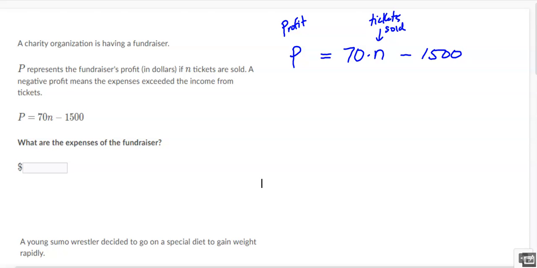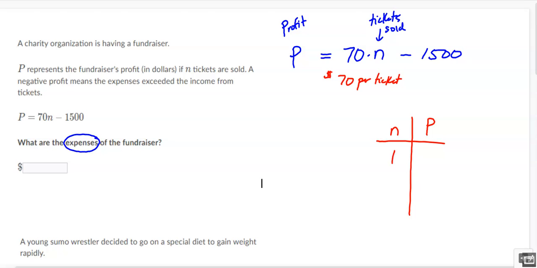And so let's see what they want to know. What are the expenses from the fundraiser? So the expenses are how much did the stuff cost? Well, it looks to me like the 70 times N means it's going to be $70 per ticket sold. But if we made a little bit of a chart, you don't really have to do this, but if we said, what if we sold one ticket? Now, if we sold one ticket, that would be 70 times 1 minus 1,500. Well, that's going to give me an answer of negative 1,430.